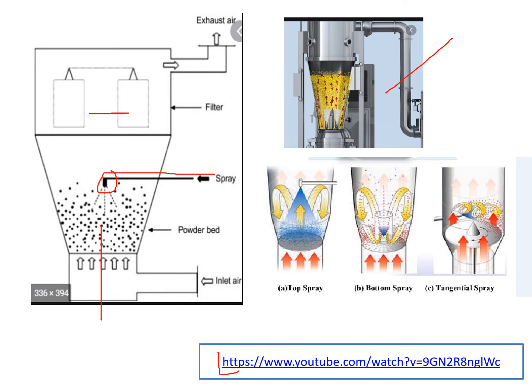Now, there are some modifications in this fluidized bed dryer. One is top spray, in which the liquid is sprayed from the top. One is the bottom spray, in which the liquid is sprayed from the bottom. Other is a tangential spray, in which the liquid is sprayed from the tangential direction, from the side, you can say.